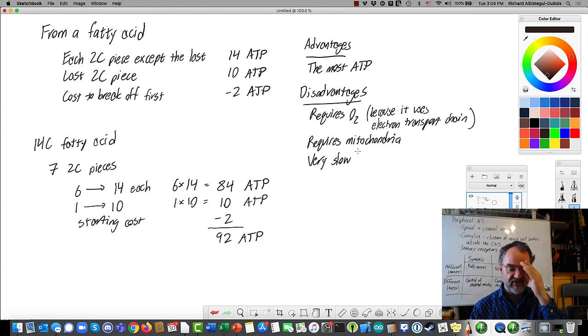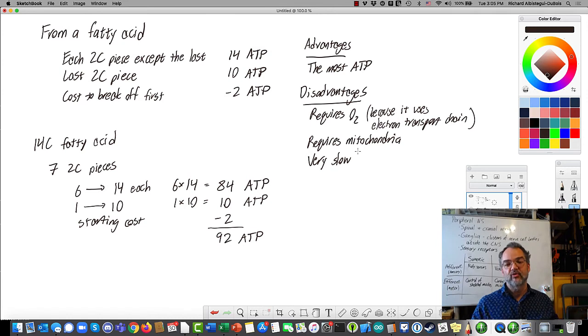So let's imagine some different conditions. First of all, let's imagine you're sitting on the couch watching Netflix. If you're watching Netflix, you're not burning much energy. So your muscle cells aren't doing much, and they don't really need to do fatty acid metabolism. They can get by on low levels of aerobic glucose metabolism, which is nice and efficient and uses a fuel you've already got. It's easy, not a problem.